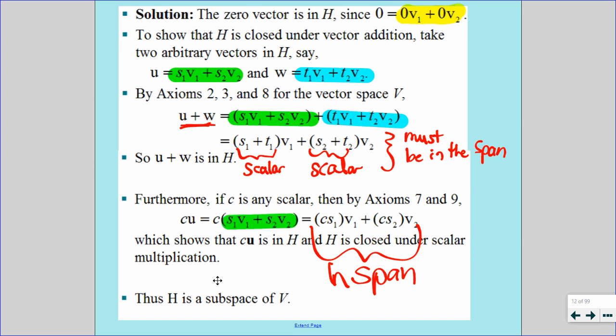And so you have done the first property, you have proven the second property, and you have proven the third property. So the zero vector, closure under vector addition, and then closure under scalar multiplication. And that is what it takes to show that H is a subspace of V, where H is defined as the span of the vectors V1, V2. Okay, so that is that proof.